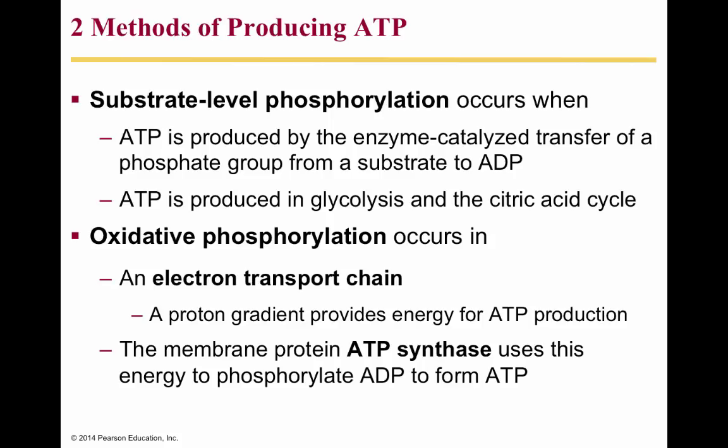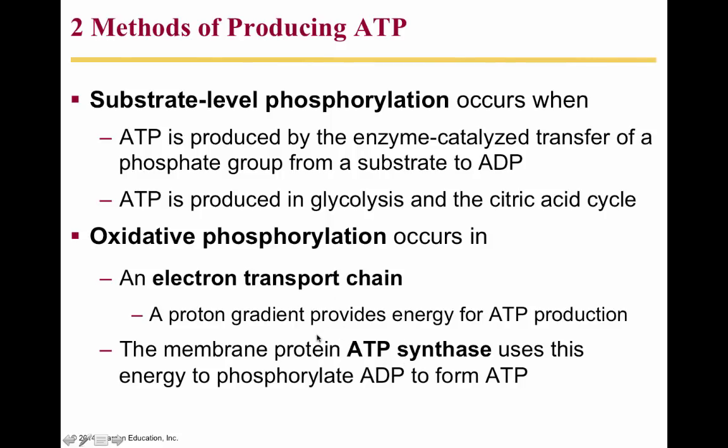This is how ATP is produced in glycolysis and the citric acid cycle. This is not how ATP is produced in the electron transport chain. In the electron transport chain, this is called oxidative phosphorylation. This is another way to make ATP. It involves a proton gradient and a membrane protein called ATP synthase. I will show you this process.